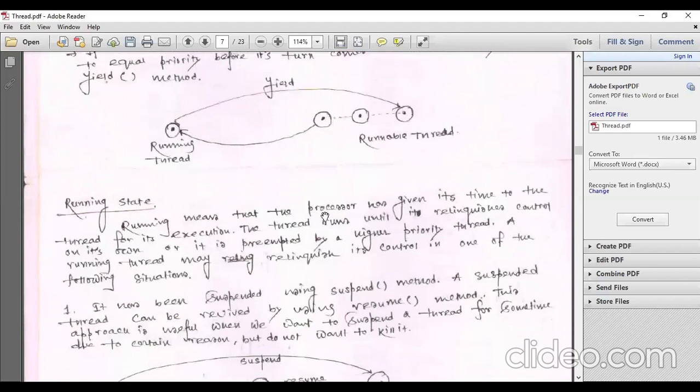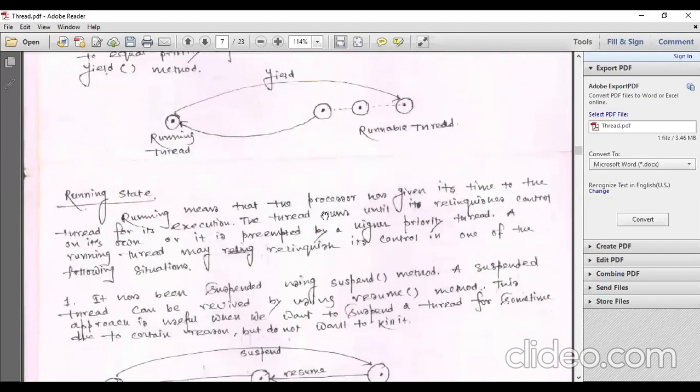Next, I am talking about the running state. Running state means the processor has given its time to the thread for its execution. The thread runs until it relinquishes control on its own, or it is preempted by a higher priority thread. Yes, thread priority is concerned with thread execution. If a higher priority thread comes into the picture, then automatically the lower priority thread must leave the processor for the higher priority thread. That I will discuss at the time of thread priority.